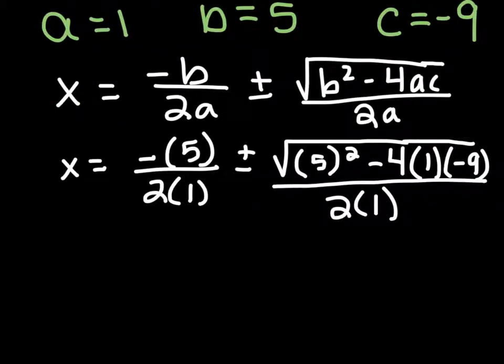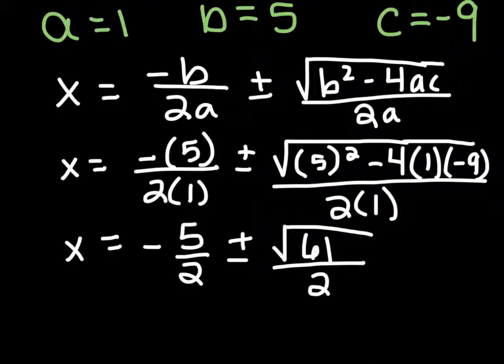All right, so here is what it looks like after you substitute your values in for A, B, and C. Next, we need to simplify. So I'm going to simplify what's underneath the square root, and this denominator here. Okay, so I simplified all those parts.